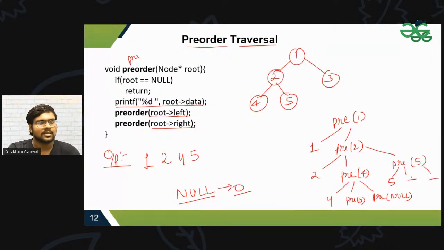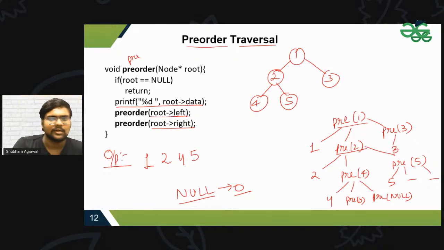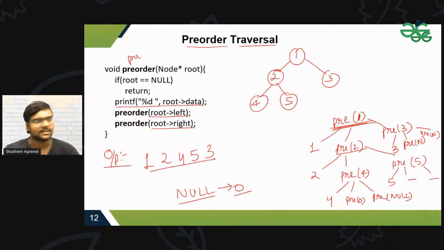When pre of 2 is completed, now we will recurse the right subtree of this tree, so it will be pre of 3. When pre of 3 is called, it will print 3, and it will call for its children, which are null, so nothing will happen and it will just return. After the call to pre of 1 is completed, the output will be 1, 2, 4, 5, 3. So this is our output.